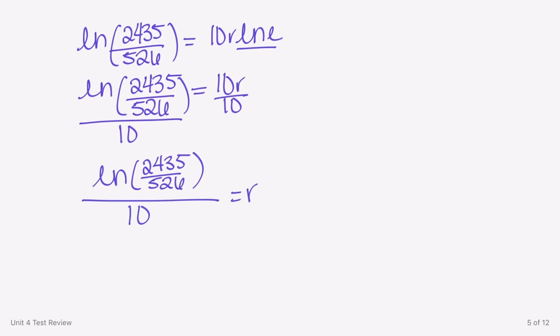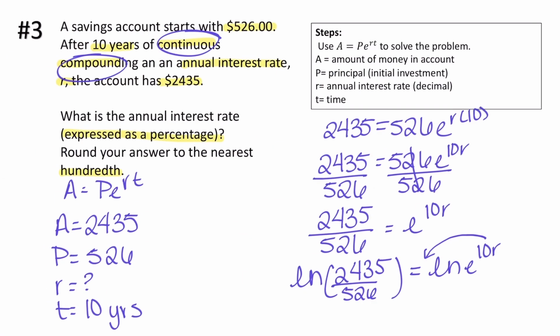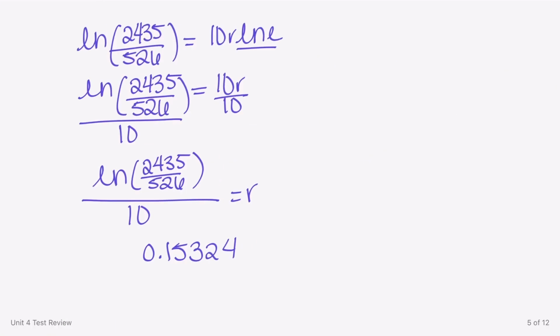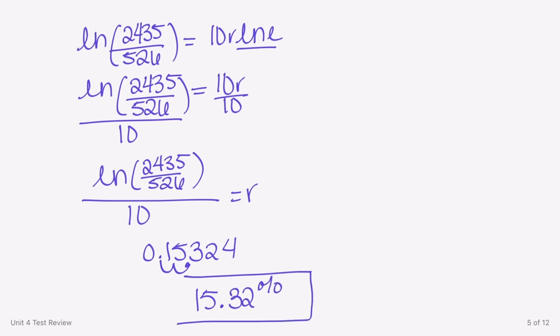Okay, so let's just go ahead and do this on our calculator now. So we have natural log of 2435 divided by 526, and then close the parentheses and hit enter. Then divide by 10, and that should give you 0.15324. Well, notice that it asks for the interest rate expressed as a percentage, right? So we're going to move the decimal 2 places to the right, and it says round to the nearest hundredth. So we have 15.32%, okay? And that is the value of r.